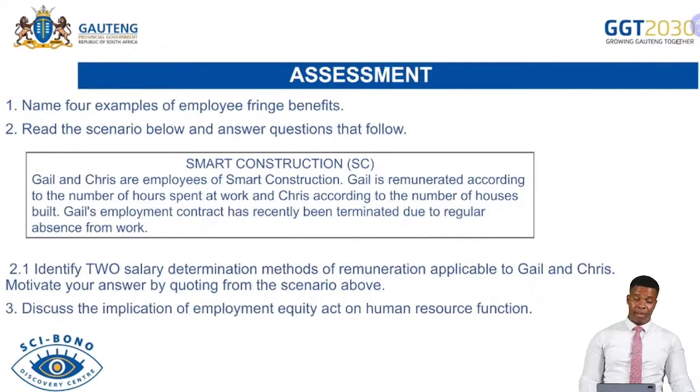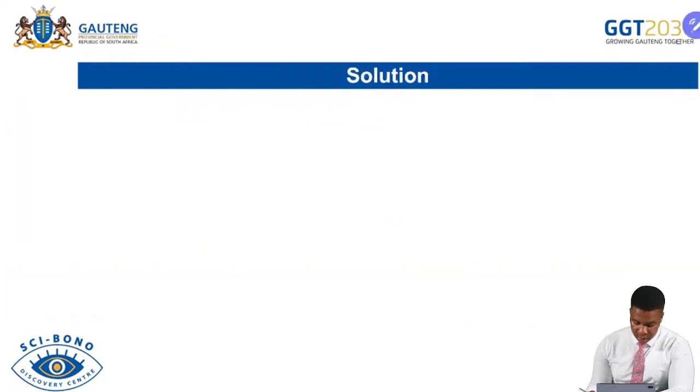2.1, identify the salary determination methods of remuneration applicable to Gail and Chris, and motivate your answer by quoting from the scenario above. And then question 3, discuss the implications of the Employment Equity Act on the human resource function. Now, number 1, name four examples of employees' fringe benefits.